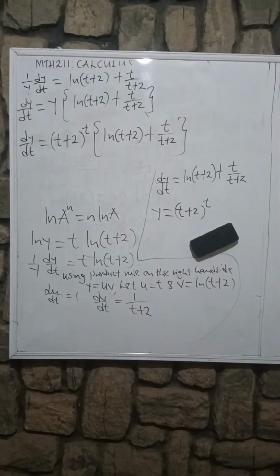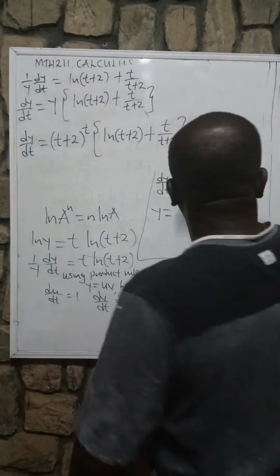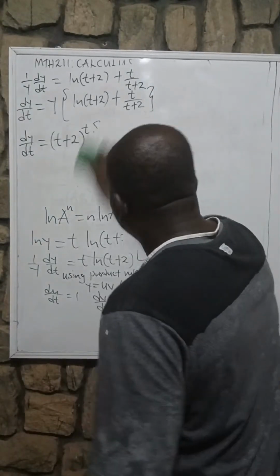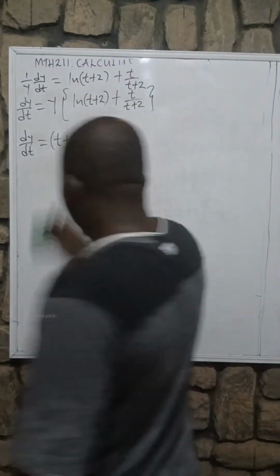So let's proceed further. You are just coming, you say you don't understand, you came late. So wait for the next example. We do it together. Okay.